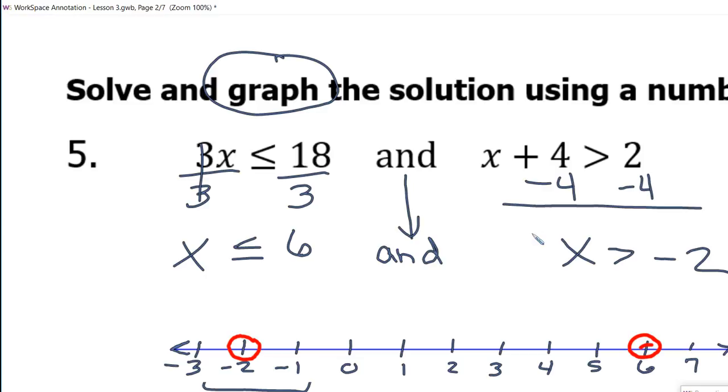Now we have to decide, where do we shade? So for an and inequality, do you shade inside the point or outside? Yeah, so anytime you see the word and, make sure you shade inside. So shade between those 2 points. If it's and, shade inside. If it's or, shade outside.